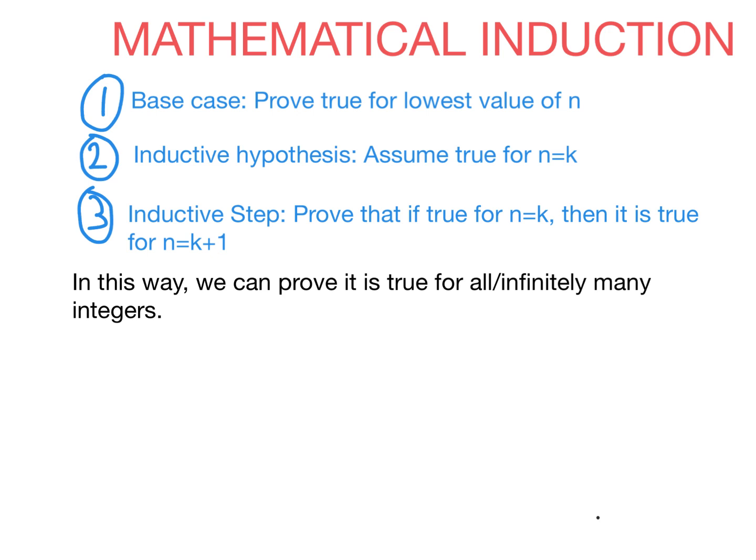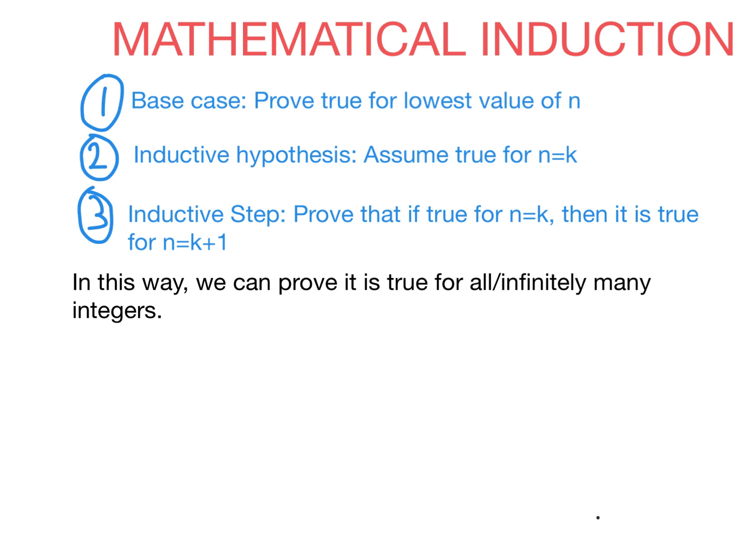So the idea here is you prove it true for, say, n equals 1. Then you're proving in these 2 steps that if it's true for n equals 1, it's true for n equals 2. If it's true for n equals 2, it must be true for n equals 3. If it's true for n equals 3, it must be true for n equals 4. So in this way, you've proved it's true for all of the integers starting from your base case.